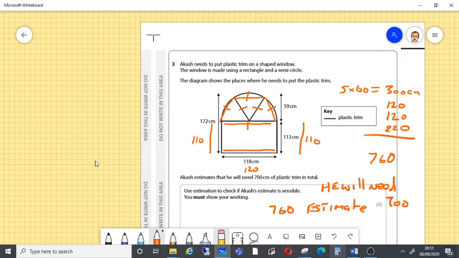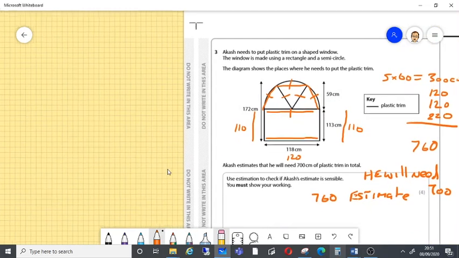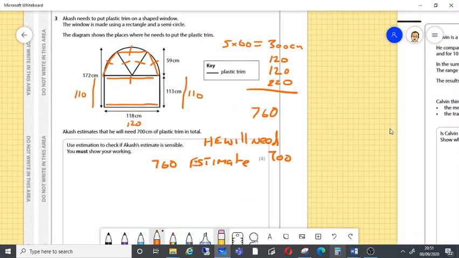Okay. Well, let's have a look at the next question. Is it that way? I can't remember. No, it's that way, isn't it? That's the way we want to go.